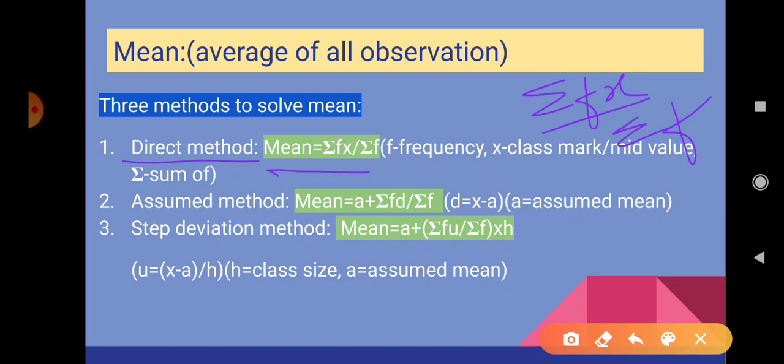Clear? So first, what is this sigma? Sigma means it is just a sum of something. That means we have to add all those things, the sum. Sigma is nothing but the sum of all.